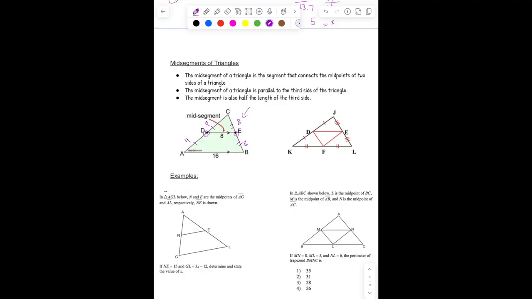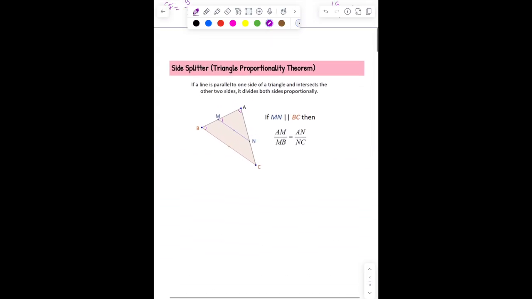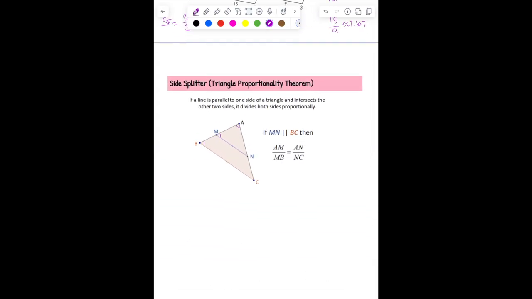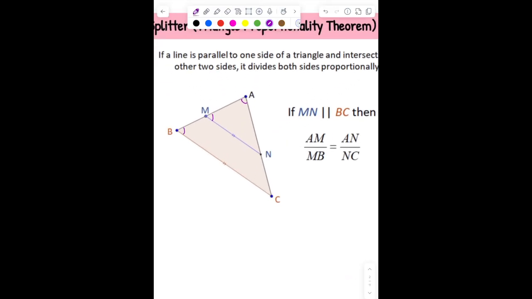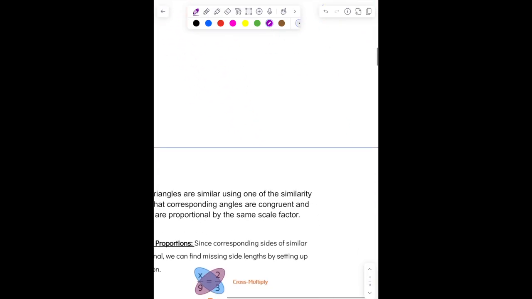If you want to think that the midsegment is half the base, then just make sure that you actually have a midsegment. Otherwise, like we saw before in the side splitter theorem, we have similar triangles when we just have a line segment that's parallel to the third side. But if it's not necessarily a midsegment, we have similar triangles, but we don't specifically know that MN is half of BC. That would be if it were to be a midsegment.